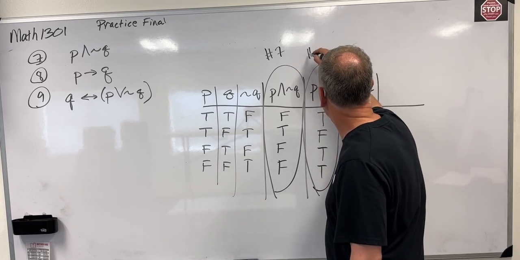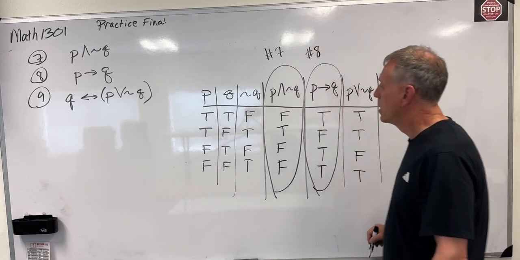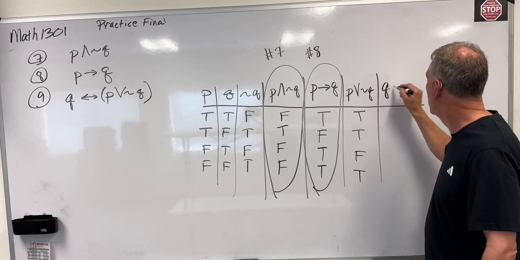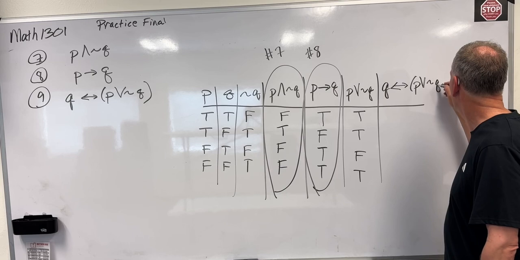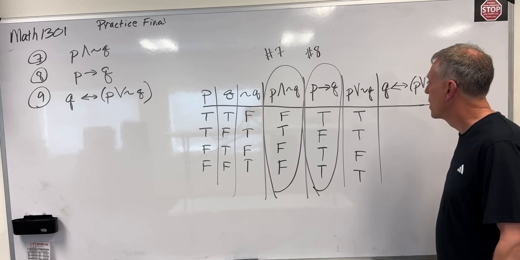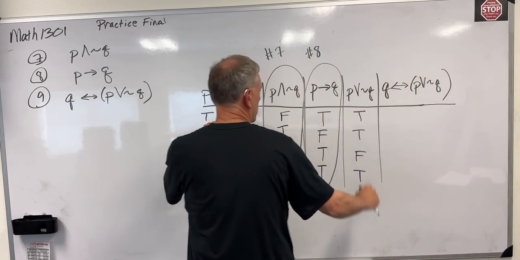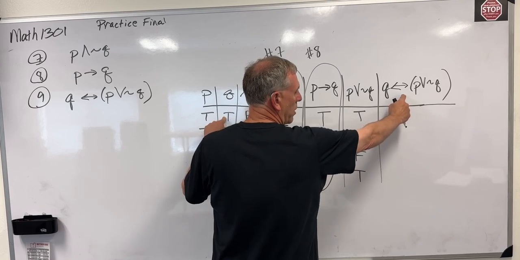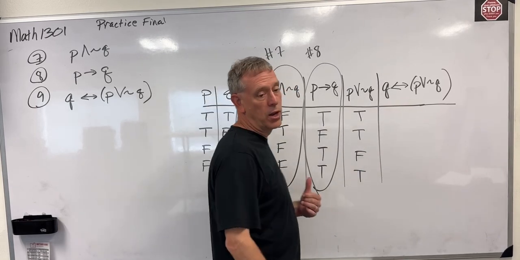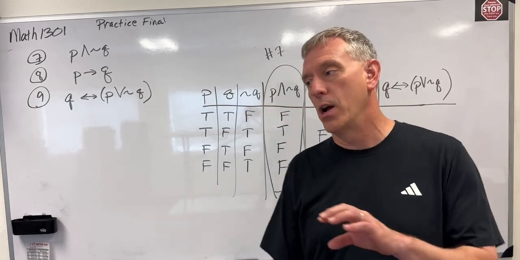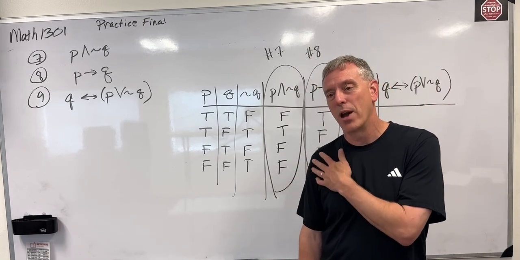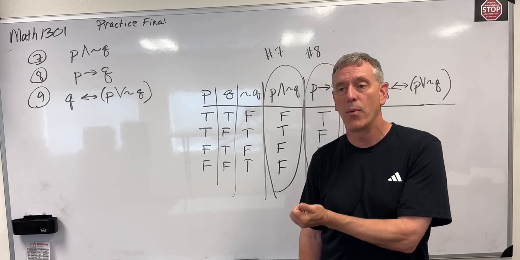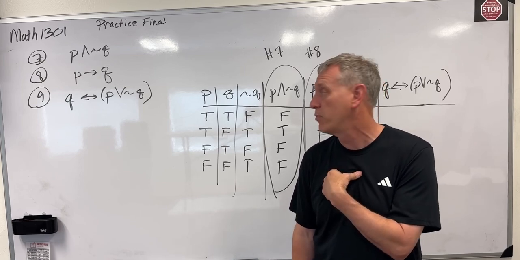We're going to circle this one. This is number 8. Now we have Q, if and only if P or not Q. So we're going to compare this and this one. If and only if, order doesn't matter. The only one that matters for order is the if-then. All the others, the order doesn't matter. So on if and only if, we're going to compare them. If they match, it's true. If they don't match, it's false.